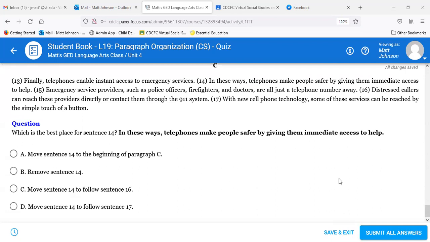Yes. Which is the best place for sentence 14? In these ways, telephones make people safer by giving them immediate access to help. A. Move sentence 14 to the beginning of paragraph C. B. Remove sentence 14. C. Move sentence 14 to follow sentence 16. D. Move sentence 14 to follow sentence 17.